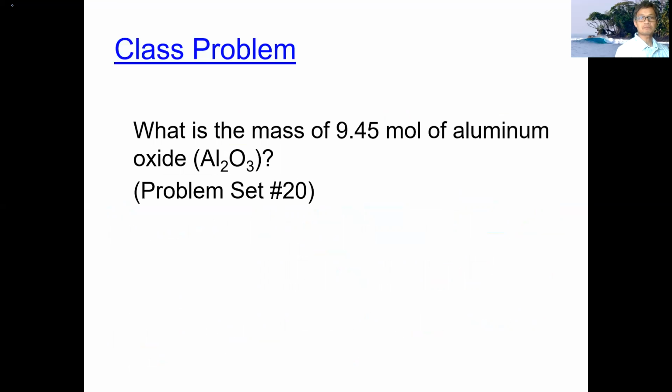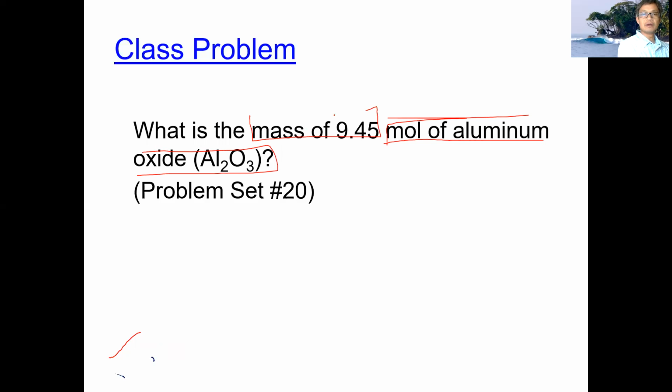Okay. Let's go ahead and take a look at what we have here. Let's mark what we have first. Let's identify what we have and what we're going to be solving for. So here again, they're asking us to find the moles this time of this compound, aluminum oxide. This time they're asking us to find the moles, and they give us the mass.